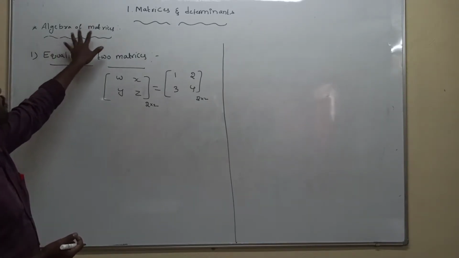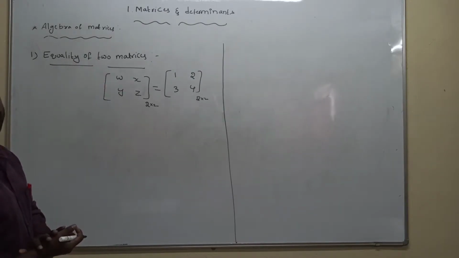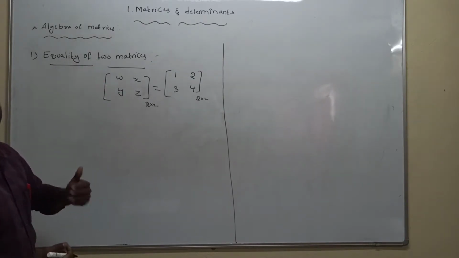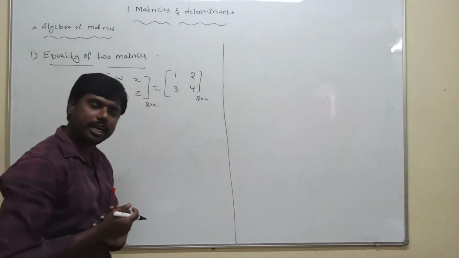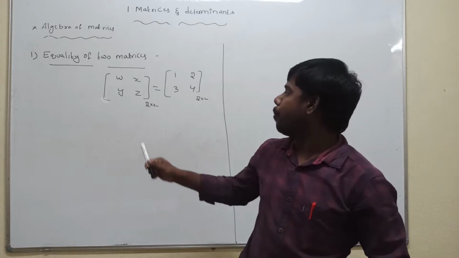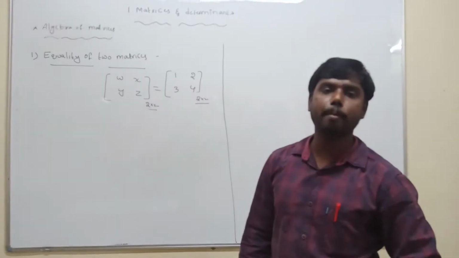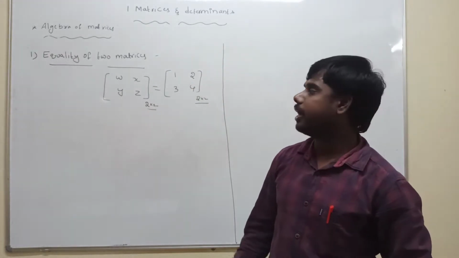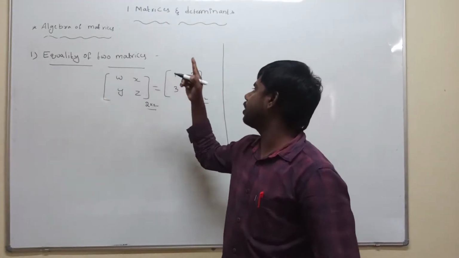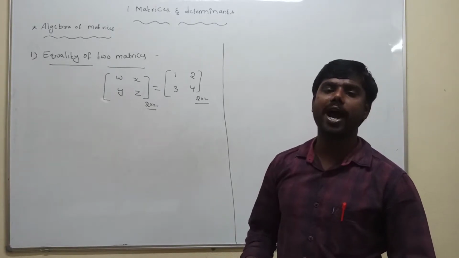In the algebra of matrices, the first topic is the equality of two matrices. What is the condition for the equality of two matrices? Both matrices have the same order, and the corresponding elements are equal. Then it is called equality of two matrices.